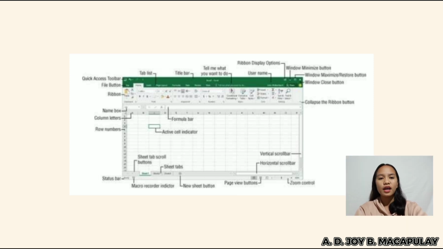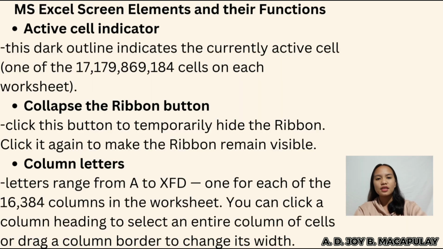First, we have the active cell indicator. It is the dark outline that shows when we click a column or a worksheet. There are 17,179,869,184 cells on each worksheet to be exact.